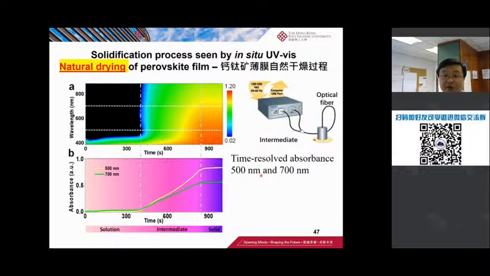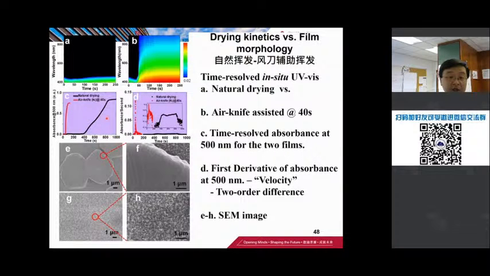First, we use this so-called in situ UV-vis apparatus. That allows me to see what happens during the drying process of this perovskite, and to look at the intermediate films. First we do the so-called natural drying: we get a film coated, put it in the glovebox and let it dry. And you'll see that, depending on your parameters, we have a very wide window.